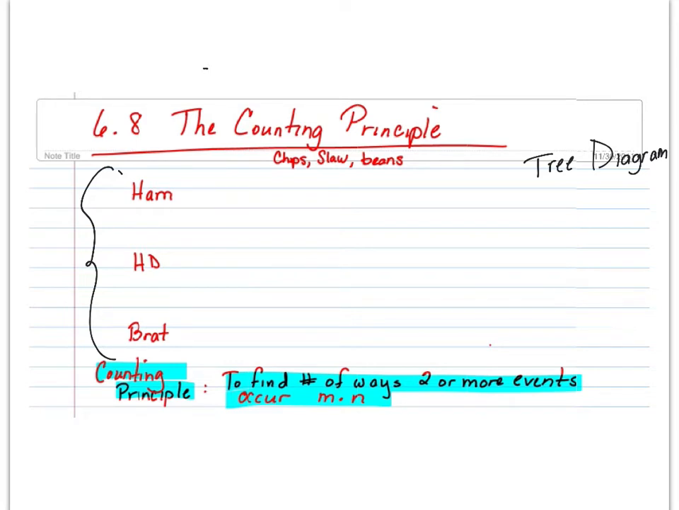We could get a hamburger with chips. We can get a hamburger with slaw. Or we can get a hamburger with beans. Well, if I don't want a hamburger, I can get a hot dog, but with a hot dog I can get chips. I could get a hot dog with slaw, or I could pick a hot dog with beans.